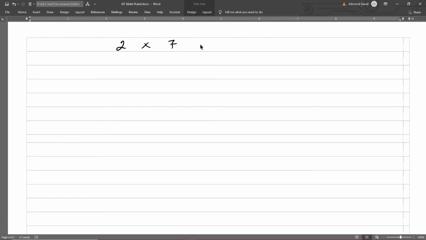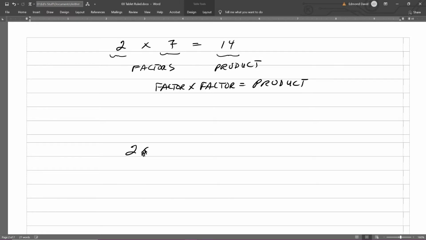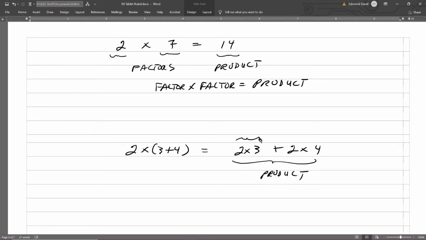In the multiplication 2 times 7 equals 14, we call 2 and 7 the factors, and 14 is the product. In the multiplication 2 times the group 3 plus 4 equals 2 times 3 plus 2 times 4, the product is the whole of the right-hand side. The smaller multiplications are part of the product. Let's call them partial products.